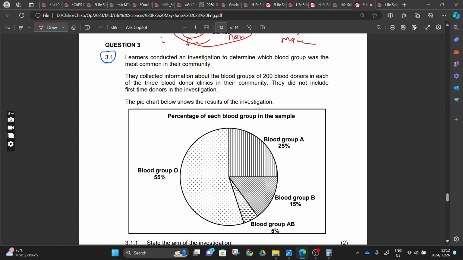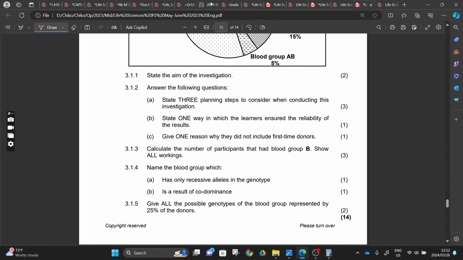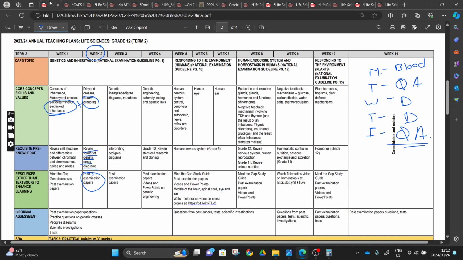And then question number 3, here we were dealing with the pie chart. Nothing much here. It was just an experiment thing because they asked you the aim. So this one deals with an experiment, then state the aim of the investigation. We find the aim at the top. Explain the following questions, state 3 planning steps. This one is an investigation, so we'll have a day where we'll do an investigation.